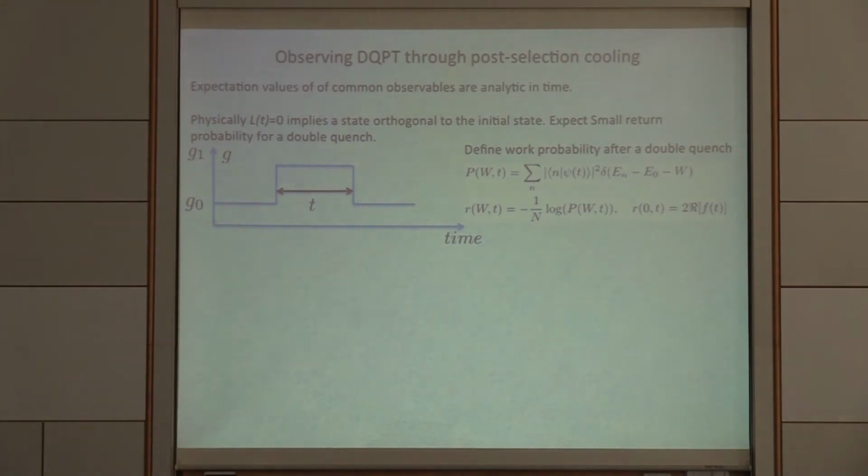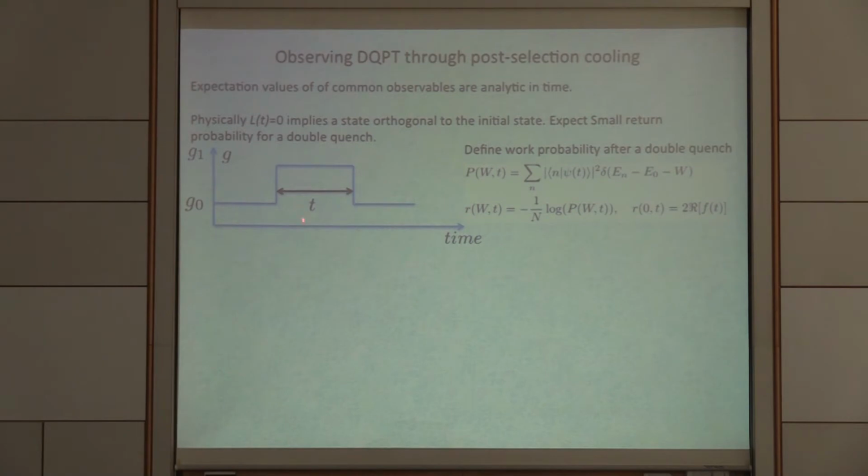And finally, with respect to post-selection, let me say that another potential way to observe it is to consider a slightly different setup where we do sort of a double quench. So imagine that we started with coupling G naught, we did a quench to coupling G, we wait for some time t, and then we quench back. And now we ask, what's the probability of doing work as a function of the duration of this quench? And then I'll just keep all details.